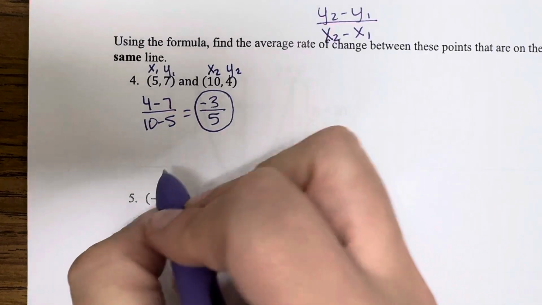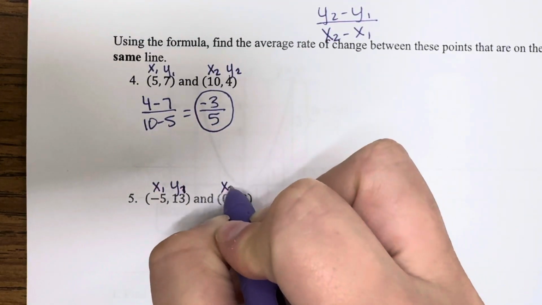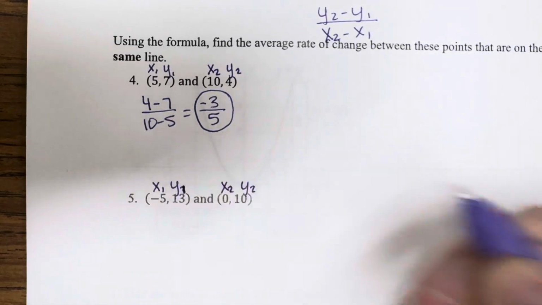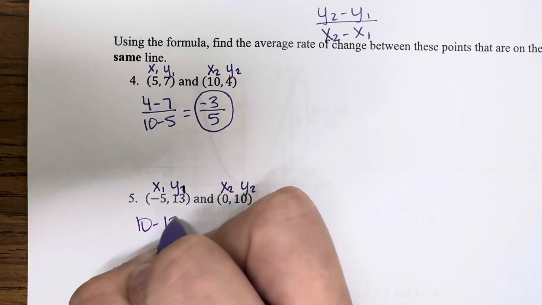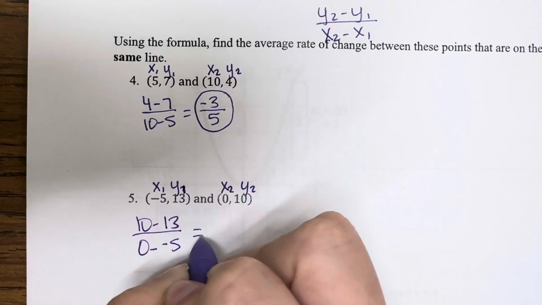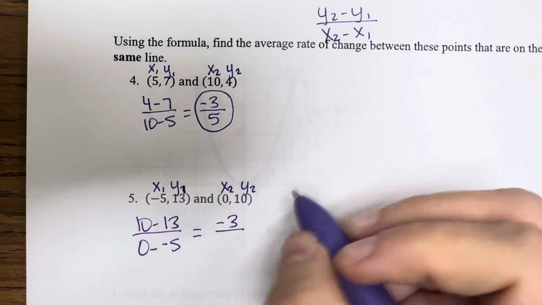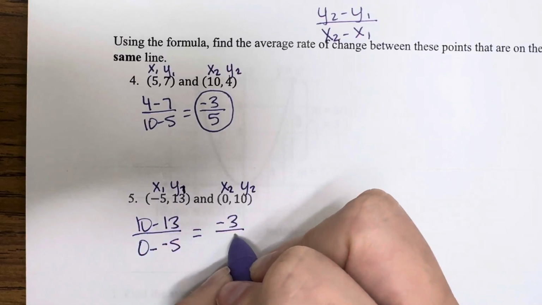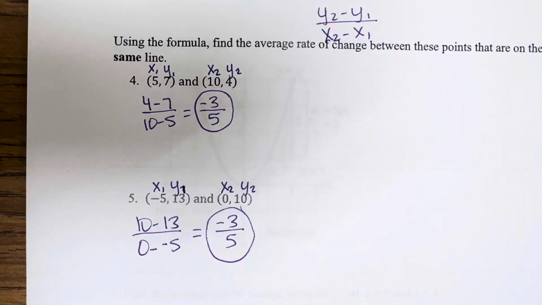Okay, for number 5, go ahead and label these real quick. That's a 1. So 10 minus 13 over 0 minus -5. 10 minus 13 is -3. 0 minus -5 is the same thing as 0 plus 5. So again, I get -3/5.